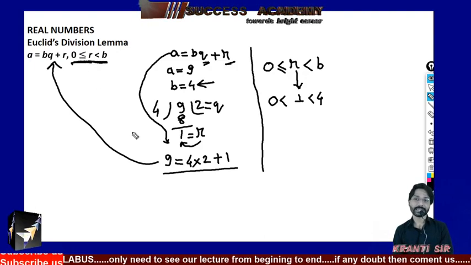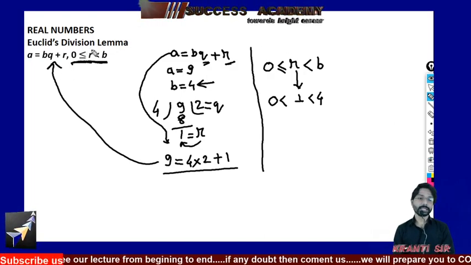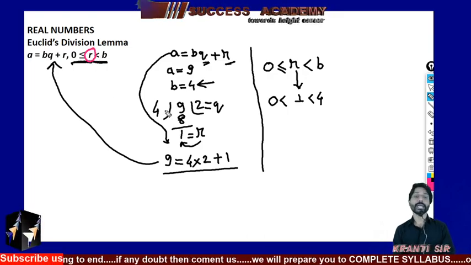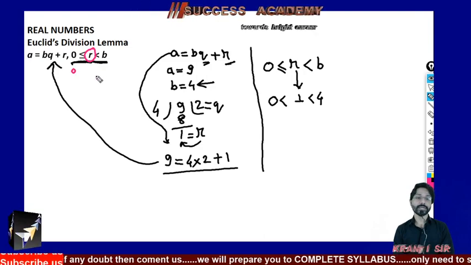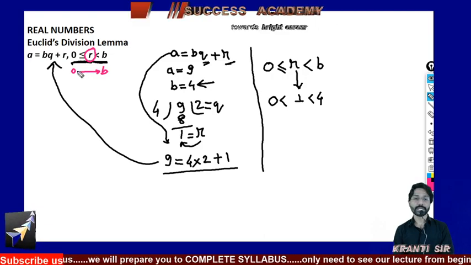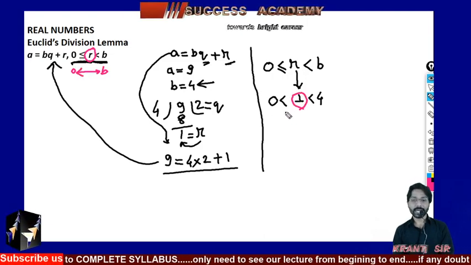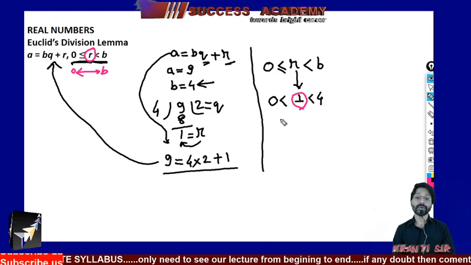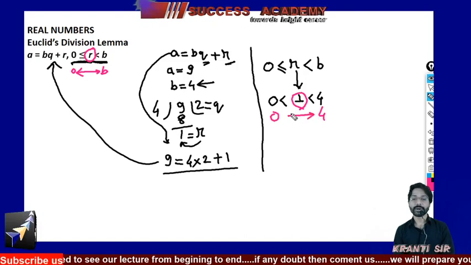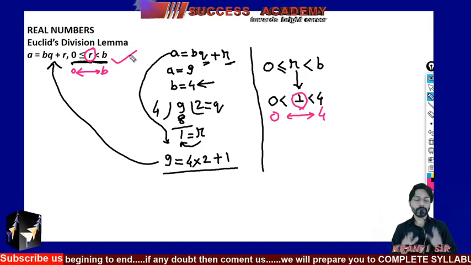It is saying that you will get a remainder r which should lie in between 0 and b, meaning r should lie between 0 and b. Now see here, what is r? 1, and 1 is in between what? In between 0 and 4. This is the meaning of this equation. Is this clear?